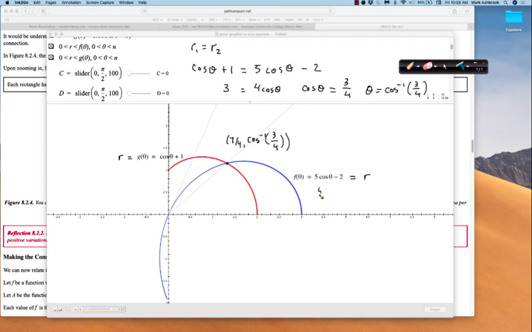Yeah, so I'm going to set 5 cosine theta minus 2, that is r, right? That's what that function does. It gives me r's for different thetas. I want to force that r to be 0. So now theta is going to be inverse cosine of 2/5. So that's that angle. And r is 0.